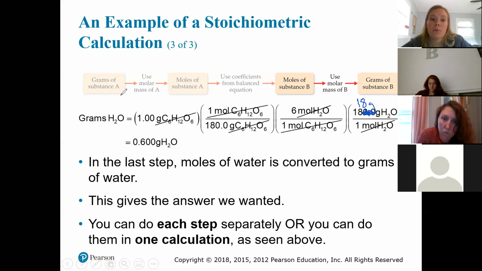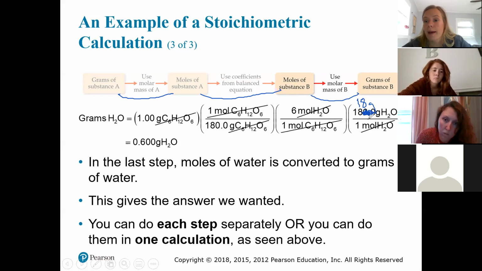So first step is to go from grams of A into moles of A. Second step is to go from moles of A into moles of B using stoichiometry. Third step is to go from moles of B into grams of B, just using the molar mass of B. Don't use the molar mass of A in B, and don't use the molar mass of B in A.